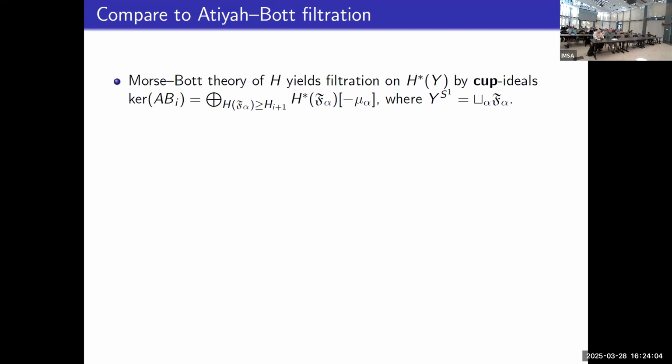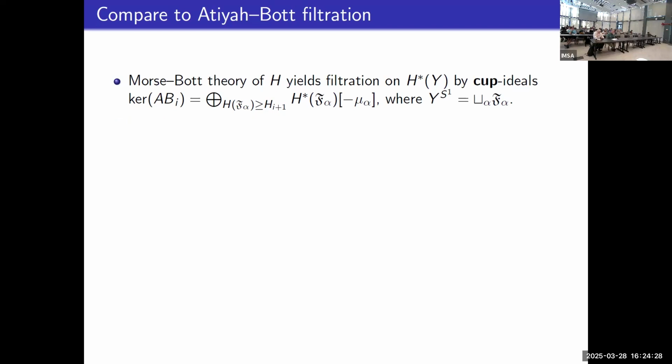And how do you filter? You filter by the value of the moment map. So let's say the first filtered piece is going to be the maximum of the moment map, and then you go further away, further to the minimum. So when you capture the minimum, you take the whole cohomology. The minimum is going to give you the unit, or the unit is going to be in the minimum block. So that's what the Atiyah-Bott filtration does. And those are going to be actually ideals with respect to the cup product.